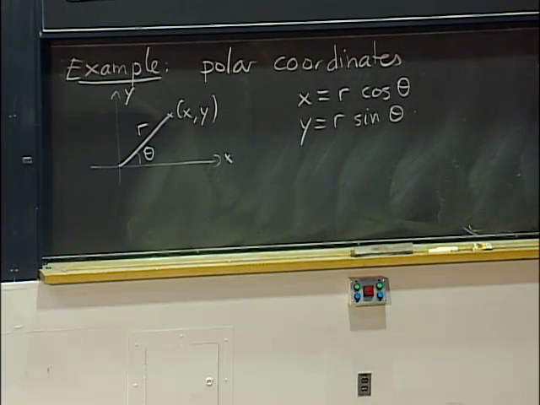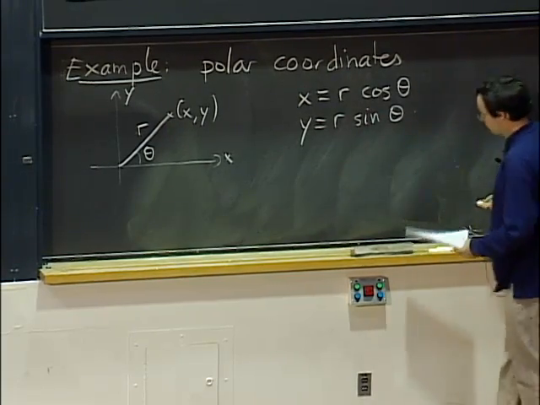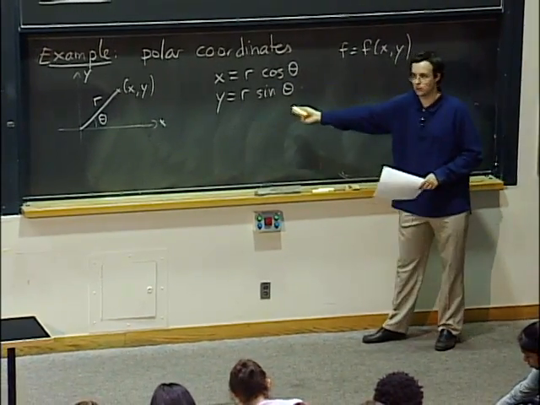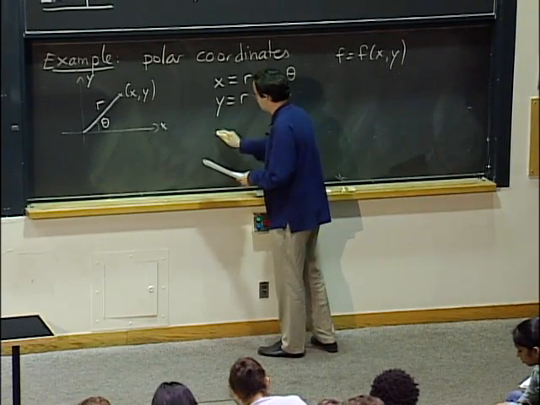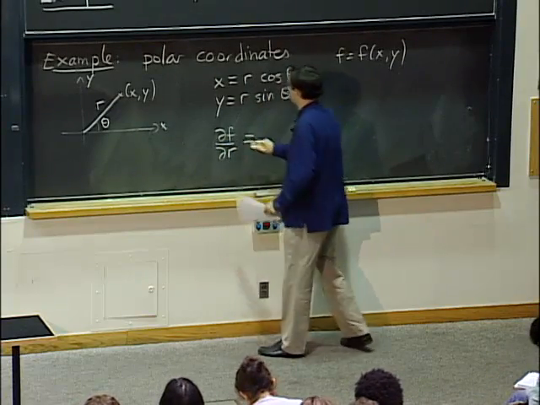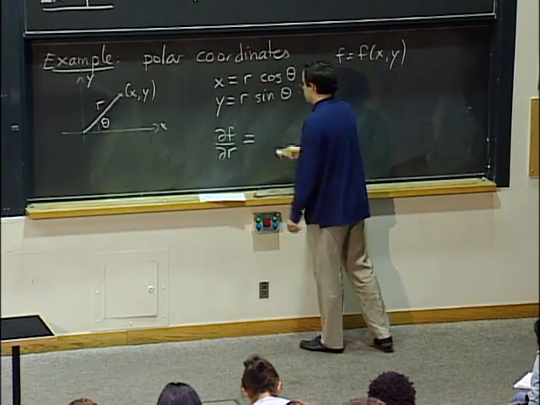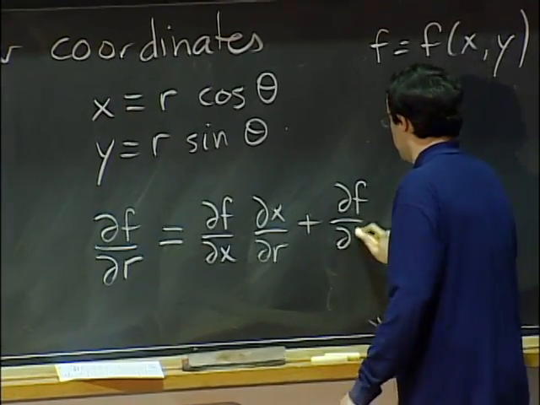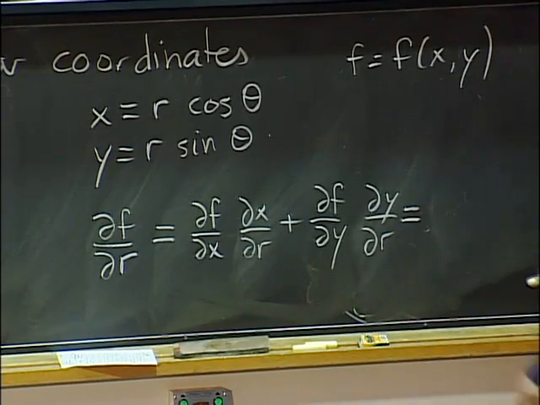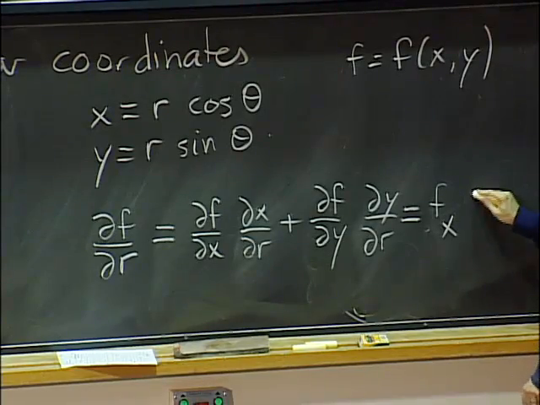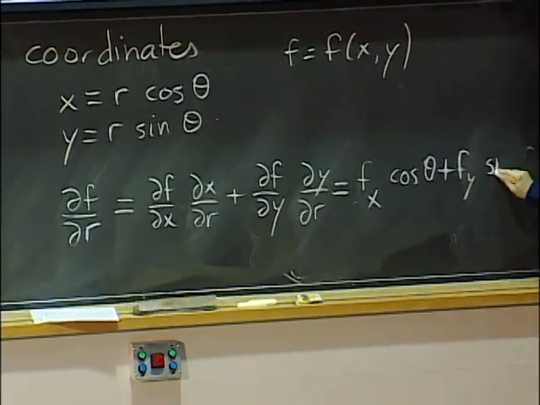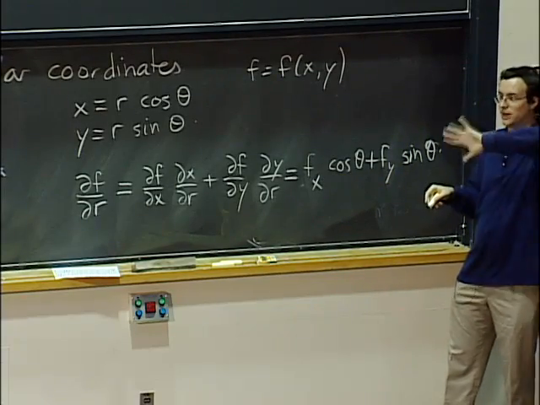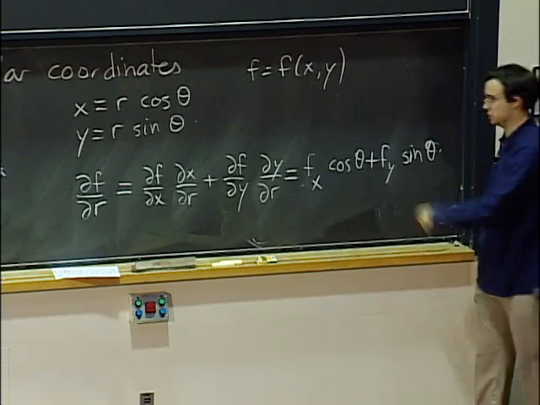And so that means, if you have a function f that depends on x and y, then you can plug these in and get a function of r and theta. And then you can ask yourself, what is partial f over partial r? That's going to be partial f over partial x times partial x over partial r, plus partial f over partial y times partial y over partial r. And so that will end up being f sub x times cosine theta plus f sub y times sine theta. And you can do the same thing to find partial f over partial theta. So you can express derivatives either in terms of x, y, or in terms of r and theta, with simple relations between them.